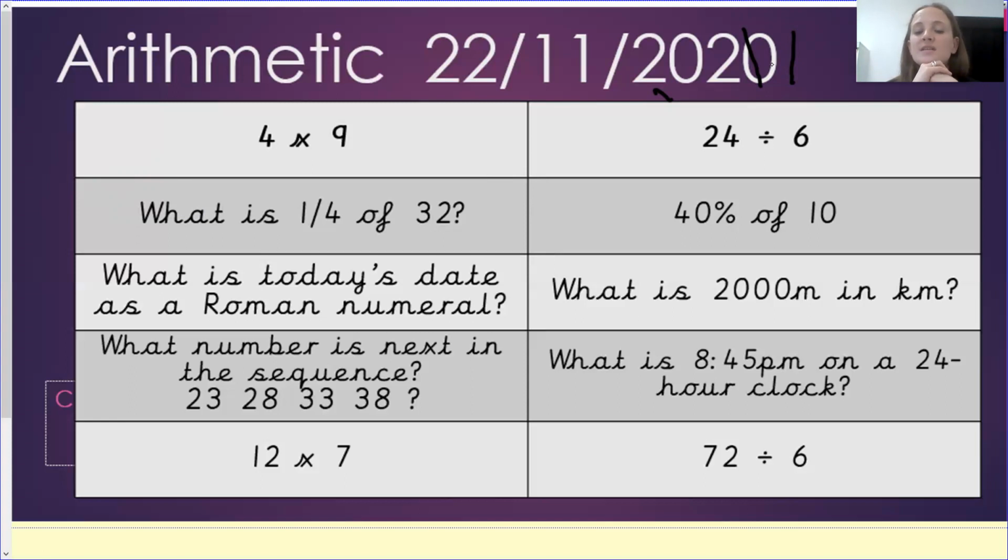We have, what is 2,000 meters in kilometers? What is 8:45 p.m. on a 24-hour clock? Remember what p.m. is. If you remember correctly, we spoke about it briefly yesterday. And then we have 72 divided by 6. So pause the video and complete those 10 questions, please.